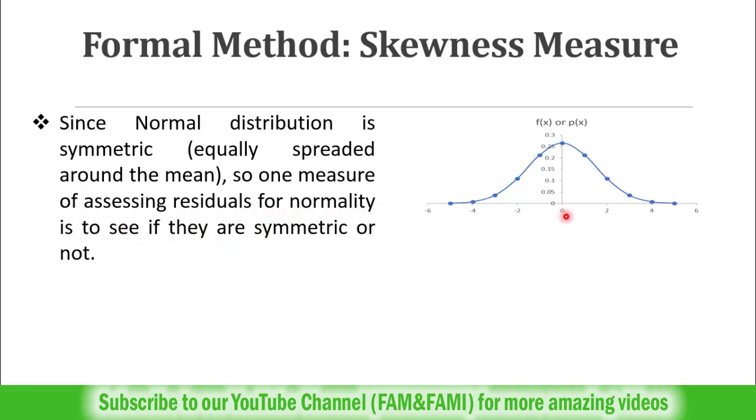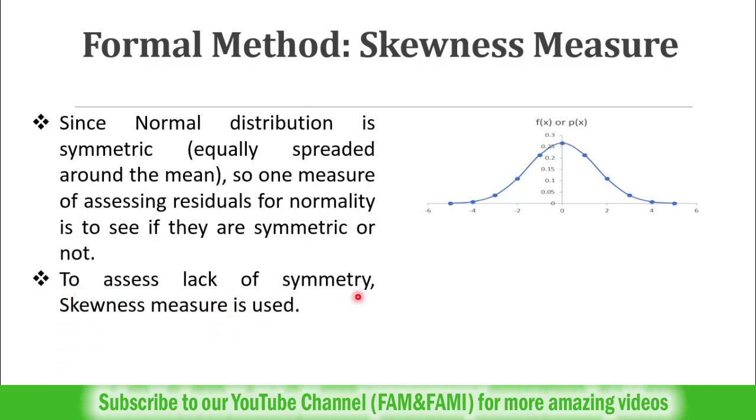Here in this diagram, 0 is the mean, and we can see that the area to the left of the mean is the same as the area to the right of the mean, and the shape to the left of this 0 line is the same as the shape to the right of this zero line. So the normal distribution, this bell-shaped curve, is symmetric, equally spread around the mean. To assess lack of symmetry, the skewness measure is used.